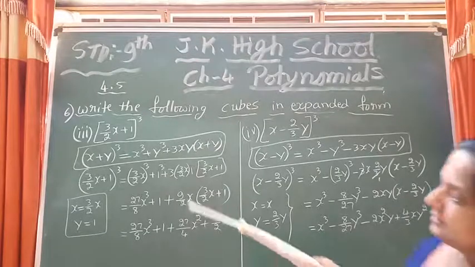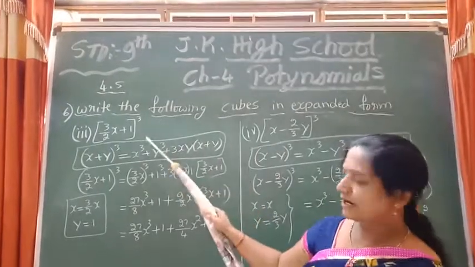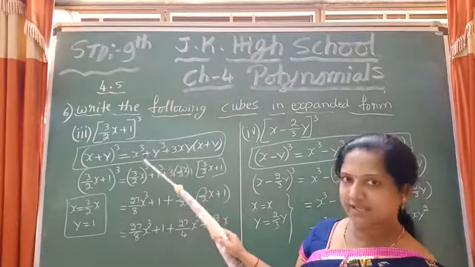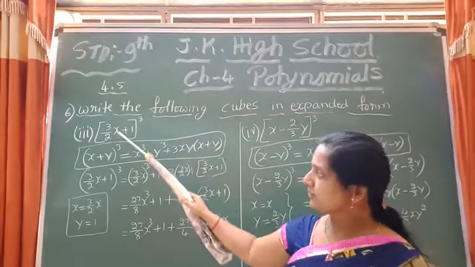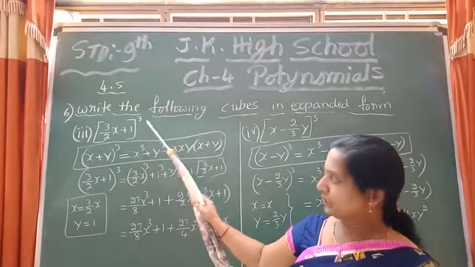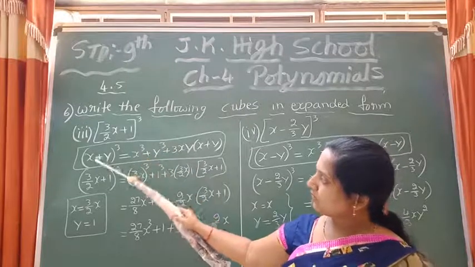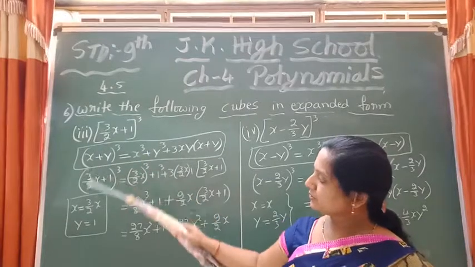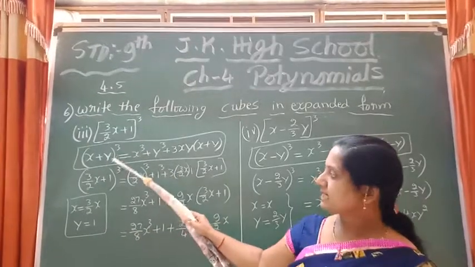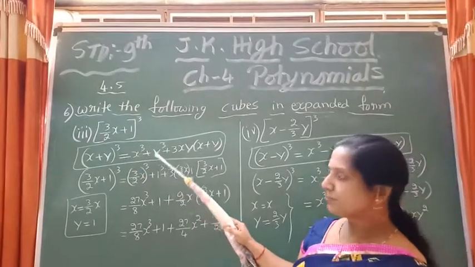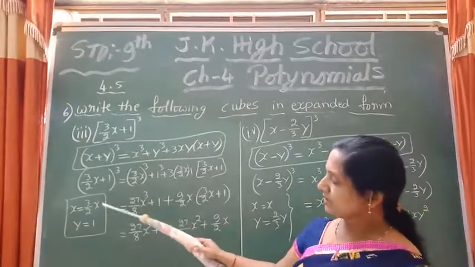Children, third question. Cubes they gave and we have to expand. Here also the same type, but the term is in fraction form. The first term is in the form of a fraction, but it is a cube only. This is according to the identity (x + y)³. Compare with this question: in place of x, 3/2 is there, and in place of y, 1 is there. Write the identity (x + y)³ = x³ + y³ + 3xy(x + y). Substitute the given values in the question.